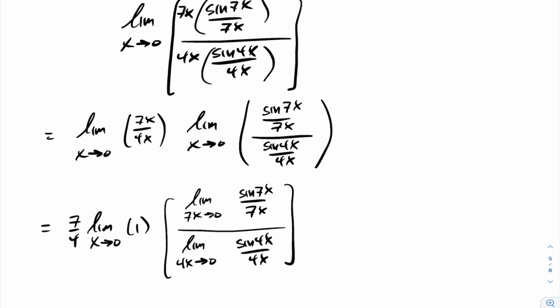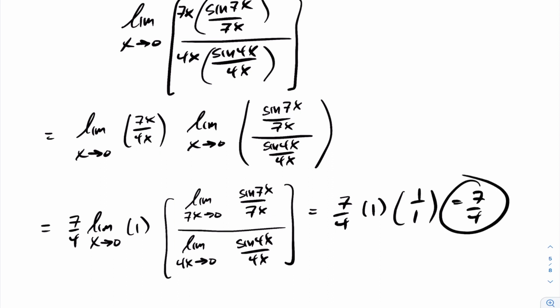Now we can go ahead and apply our limit properties, in which case this becomes 7/4 times the limit as x goes to 0 of 1, which is just 1. And this expression would also be 1 over 1. So the final answer for this example is 7/4.